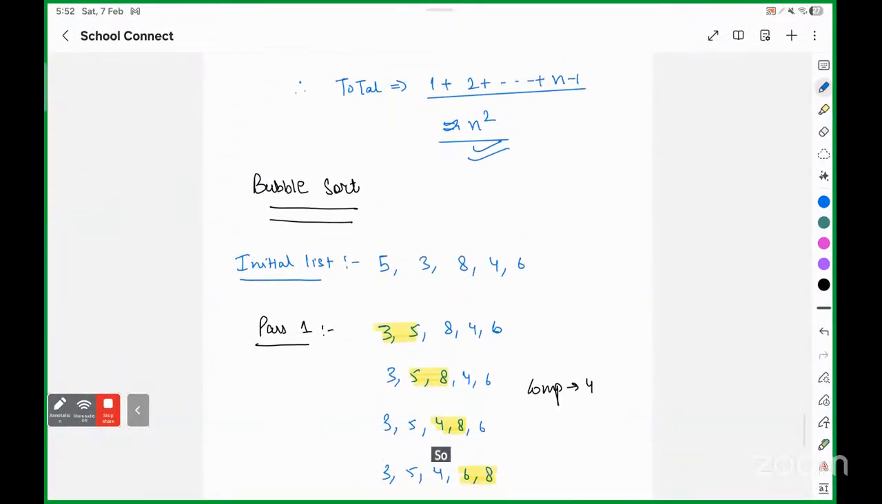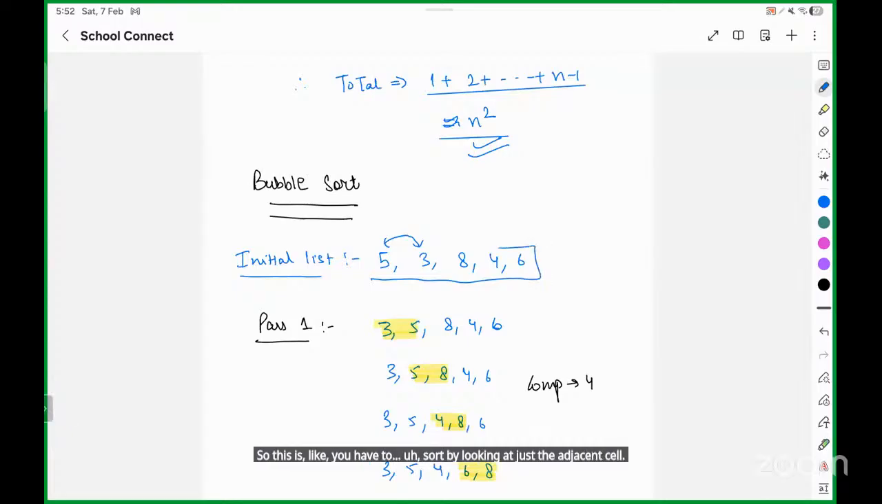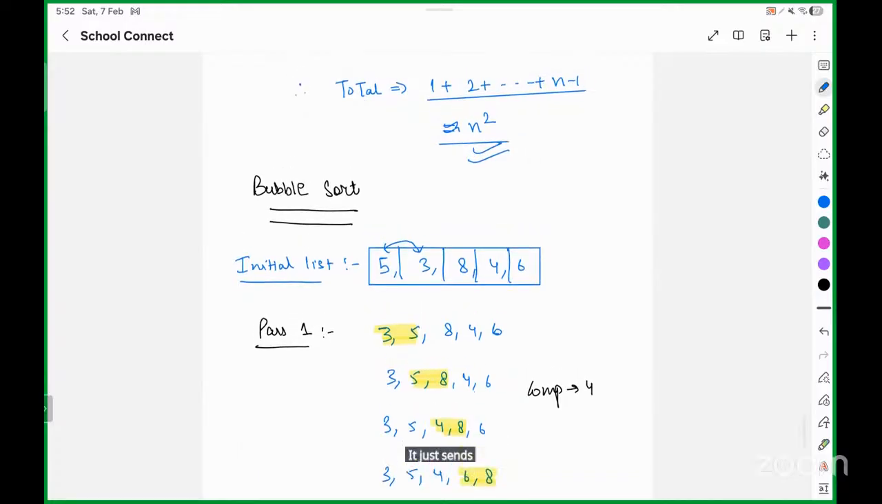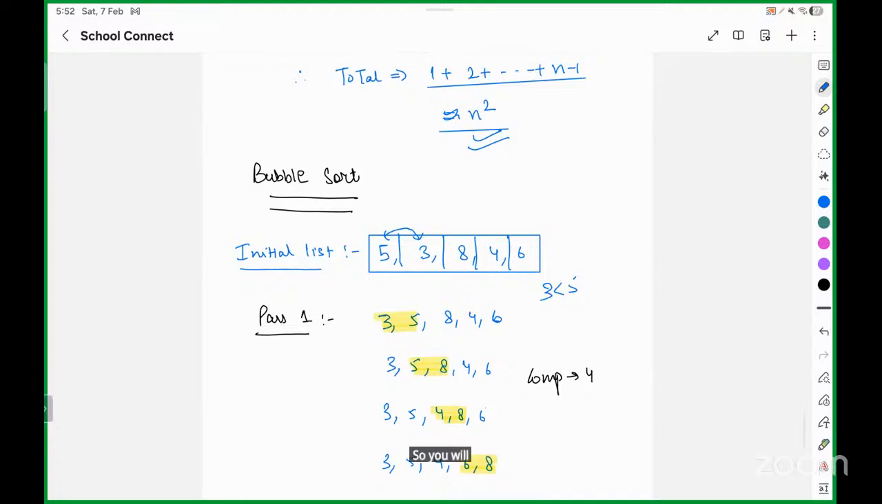So this is where you have to sort by looking at just the adjacent cell, and not the first cell or the whole array. You just have to sort it using the adjacent cell. So you will look at 5 and 3 and see that 3 is less than 5. So you will put 3 first and then 5 later. So this will be 3, 5, 8, 4, and 6.